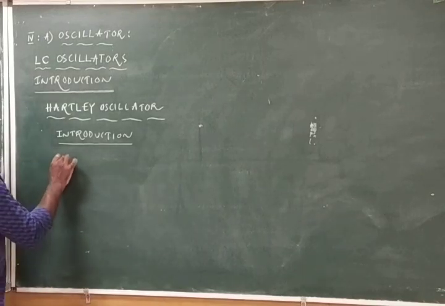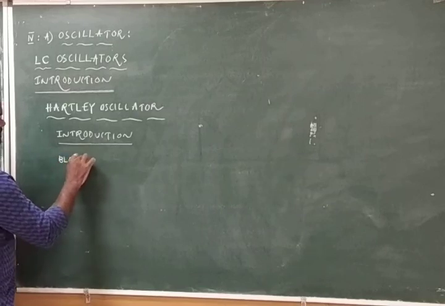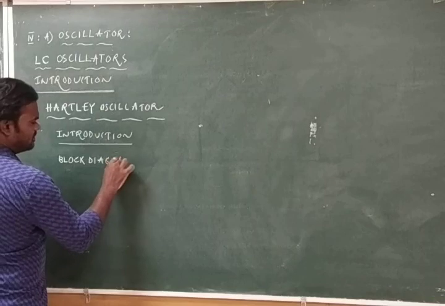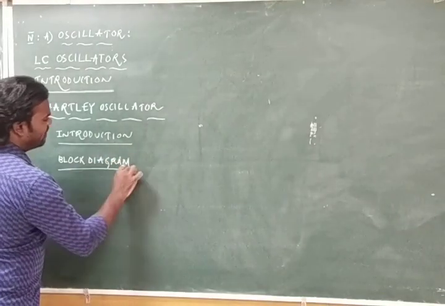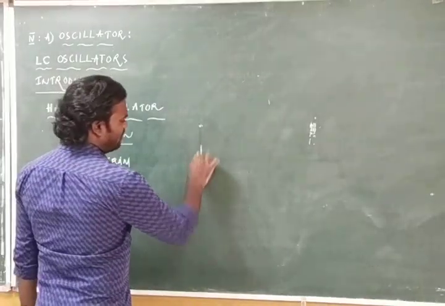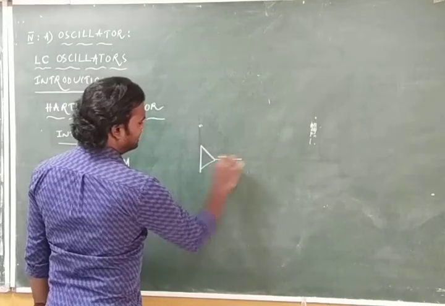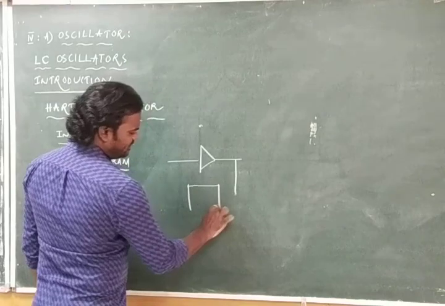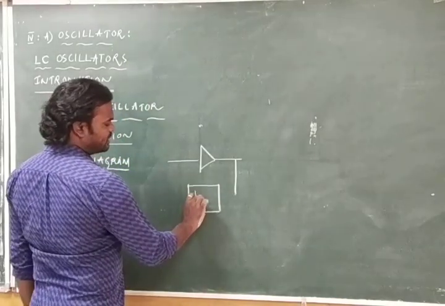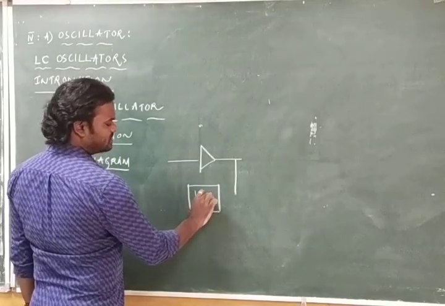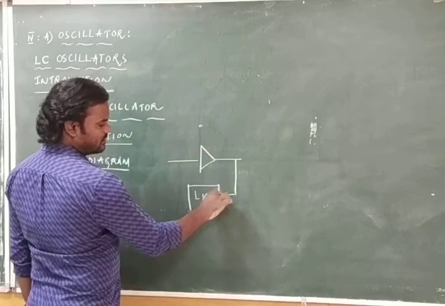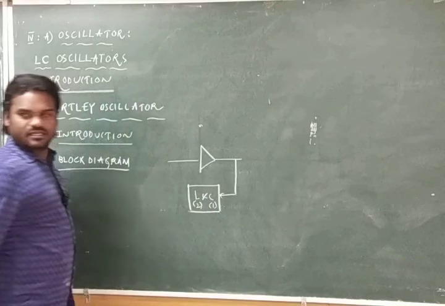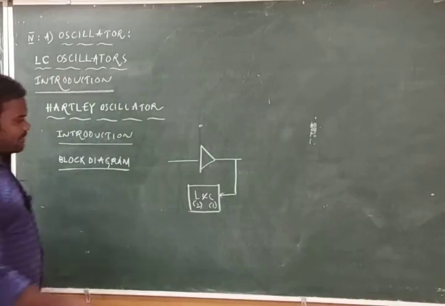Then the block diagram. The block diagram remains the same. What are the two blocks we need to draw? One is the amplifier section, and the next one is the feedback section. What components have to be used in the feedback? L and C only: two L, one C. Very good. That is two inductors and one capacitor.